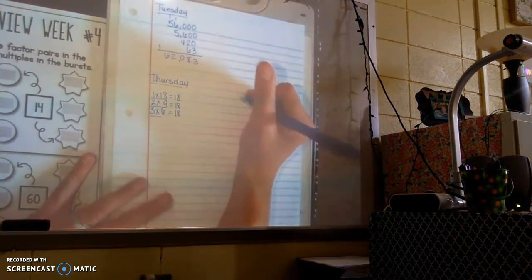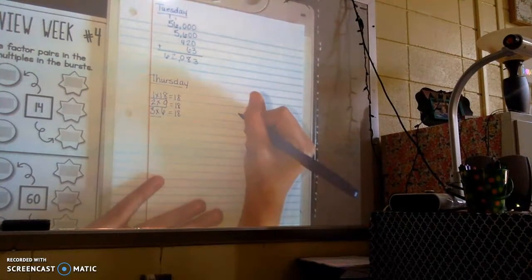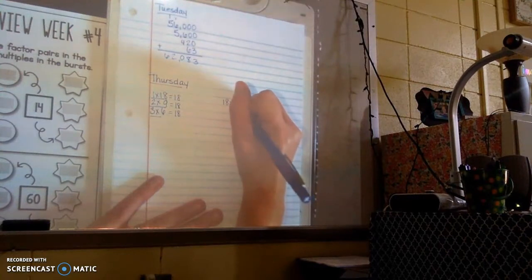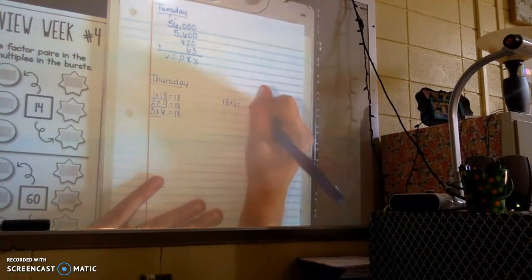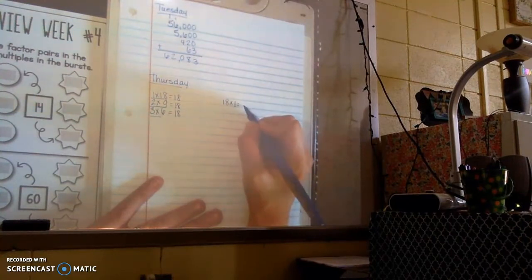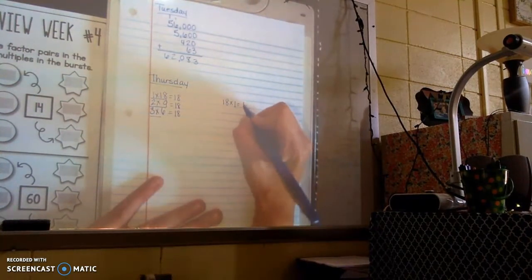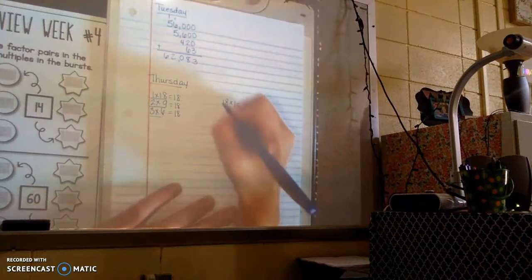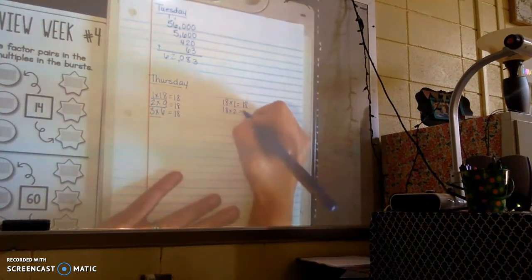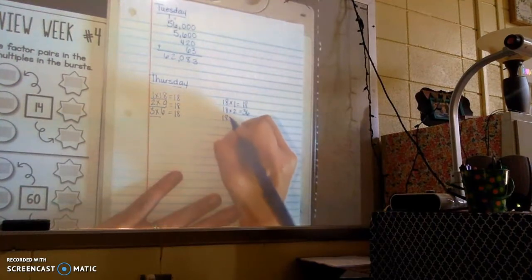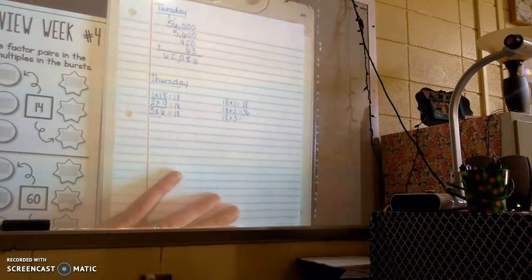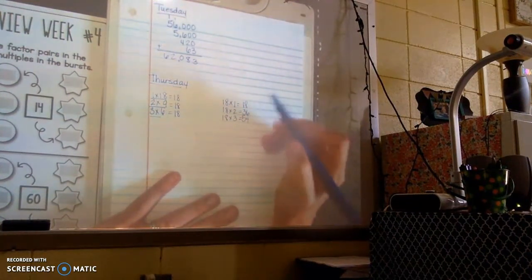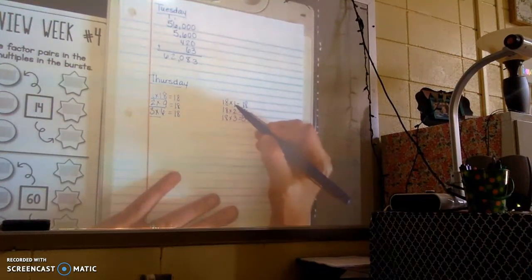Now I have to list the first 3 multiples for 18. A multiple is when you multiply 18 times another number and your answer would be the multiple of 18. So 18 times 1 is 18. Then I'm going to multiply 18 times 2 to get 36. And then I'm going to multiply 18 times 3 to get 54. So these are the first 3 multiples of 18 because I would multiply 18 times 1, 2, and 3.